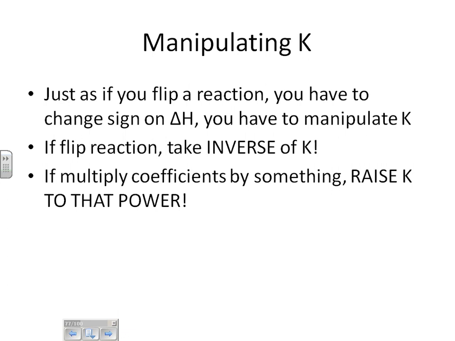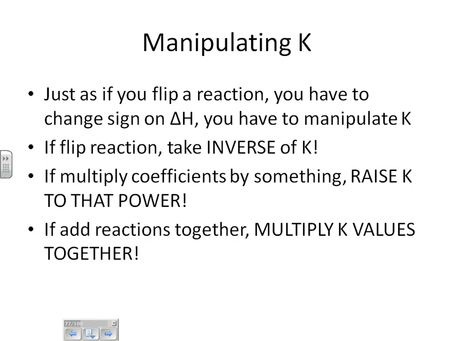Additionally, if you multiply the coefficients by something, instead of multiplying the delta H value by that same thing, you're going to simply raise K to that power, because K expressions are products over reactants raised to their coefficients. You change the coefficient, you change the power, not a multiple. You're not going to multiply K by something, you're going to raise K to that power. If you make the coefficient 2 instead of 1, that will be reflected by having the exponent be 2 rather than 1.